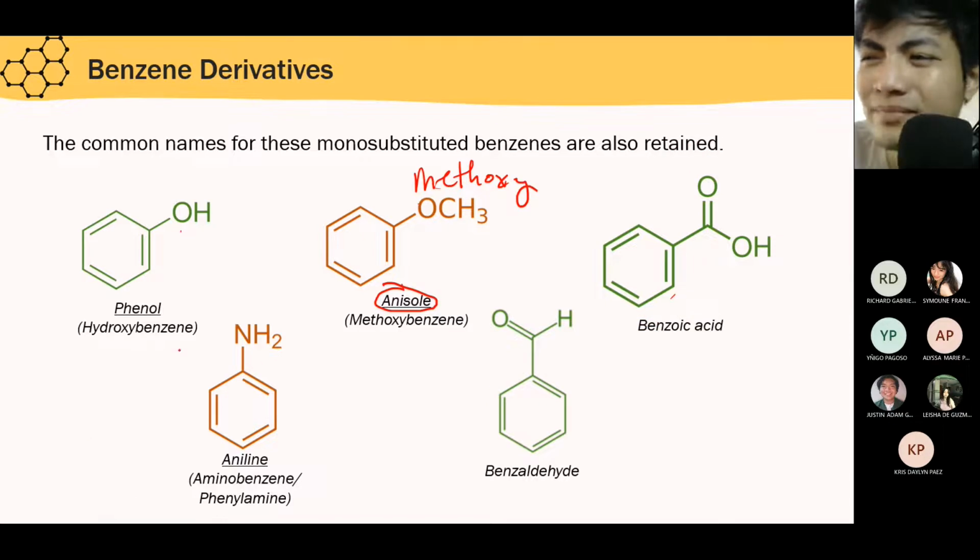Ano pa? Next one, we have an amine. If we have an amine attached to the benzene, we call it the aminobenzene.